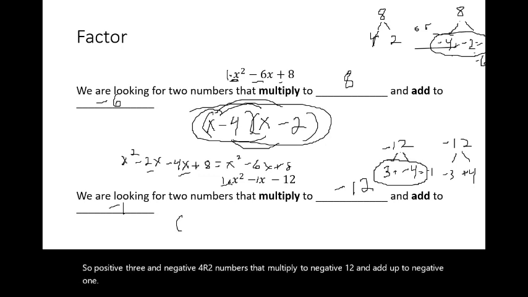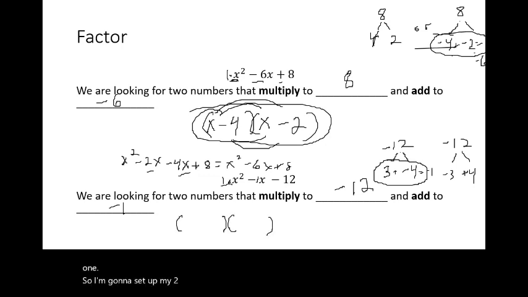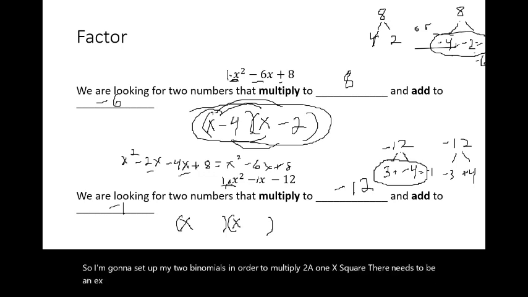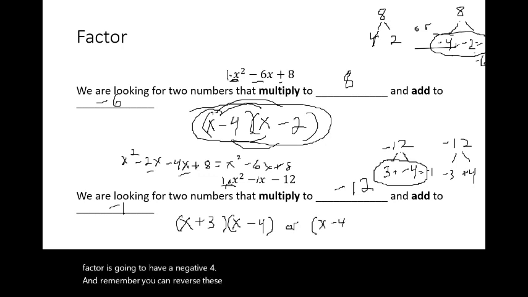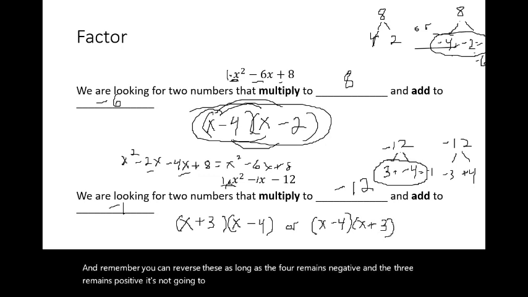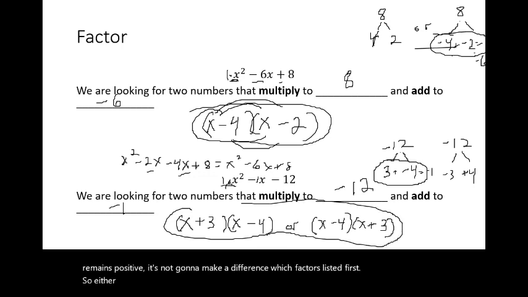So I'm going to set up my two binomials. In order to multiply to a 1x squared, there needs to be an x here and an x here. One of the factors is going to have a +3, and the other factor is going to have a -4. And remember, you can reverse these as long as the 4 remains negative and the 3 remains positive. It's not going to make a difference which factor is listed first. So either of these are going to be your final answer.